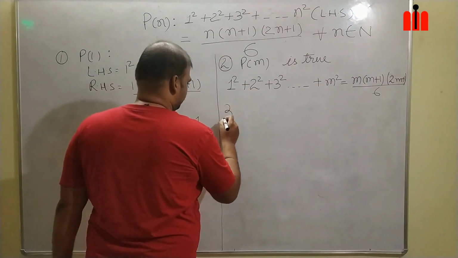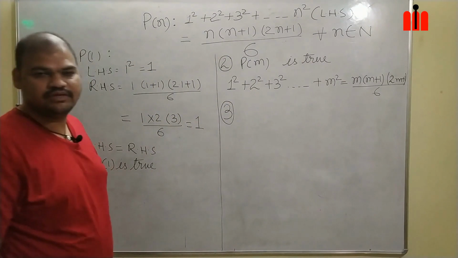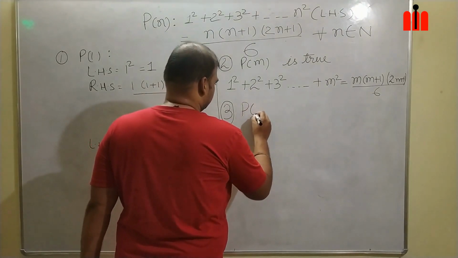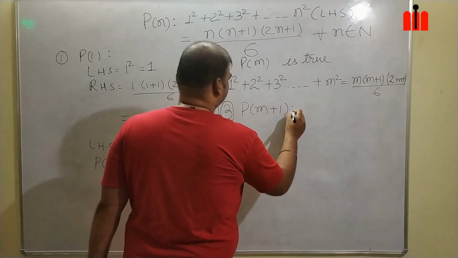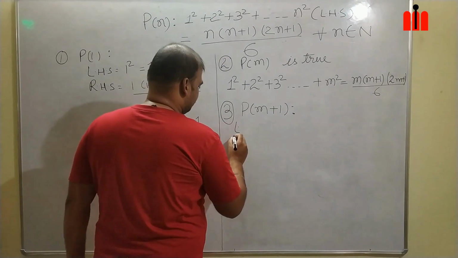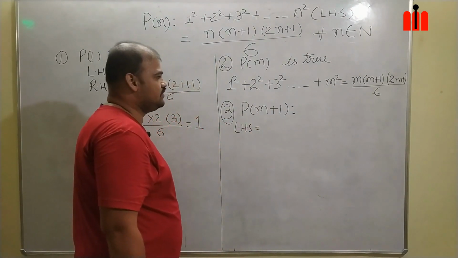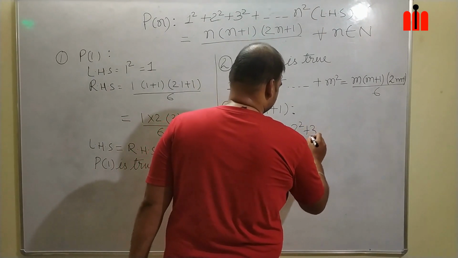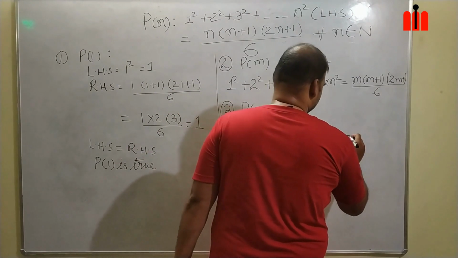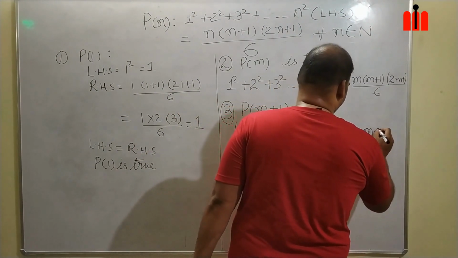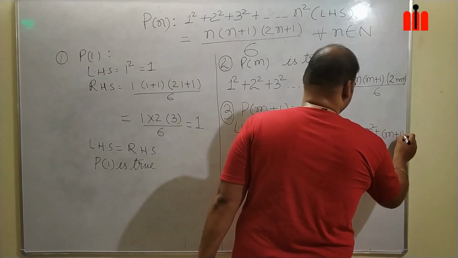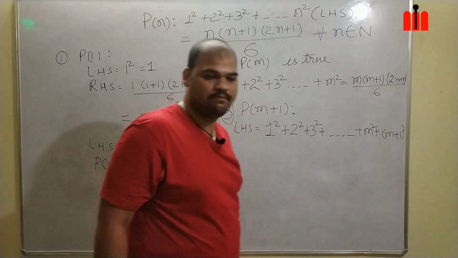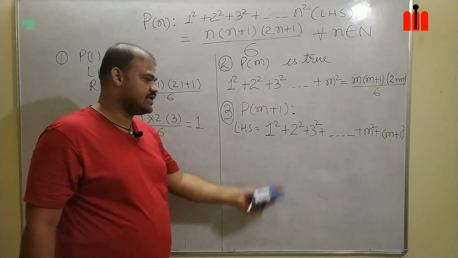Third step, which is our main induction step. In this step, we have to show that Pm plus 1 is also true. Now, how is my Pm plus 1? I will go with my LHS. My LHS will be 1 square plus 2 square plus 3 square plus dash dash up to m square. At last we will add m plus 1 square, because for m we had written up to m. For m plus 1 we will write up to m plus 1 terms. Clear? So this will be my LHS.